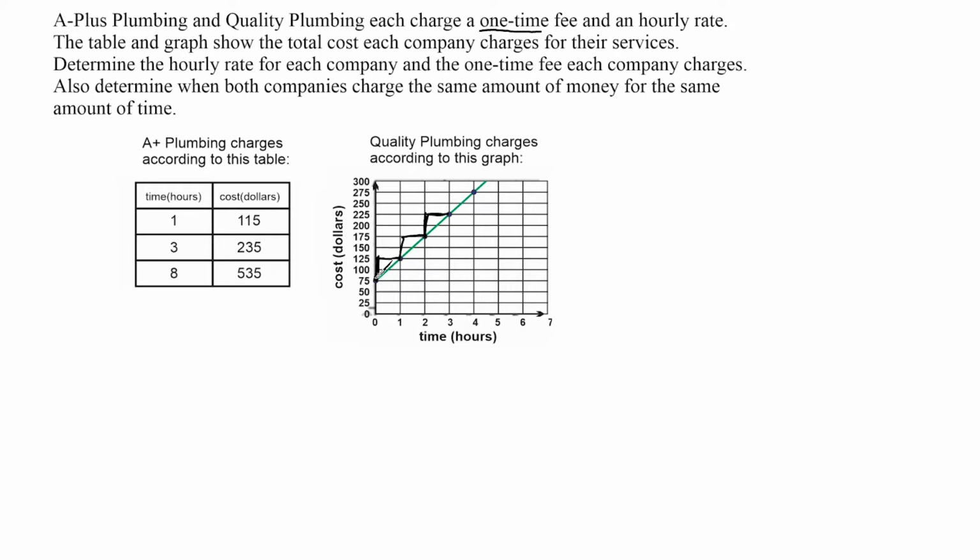And between each point, we go up a total of $50, and we go over 1 hour. So what we're going to say right here is m, which equals the slope, is equal to 50 over 1, which when simplified is $50. And the y-intercept is $75. B is always used to represent the y-intercept.